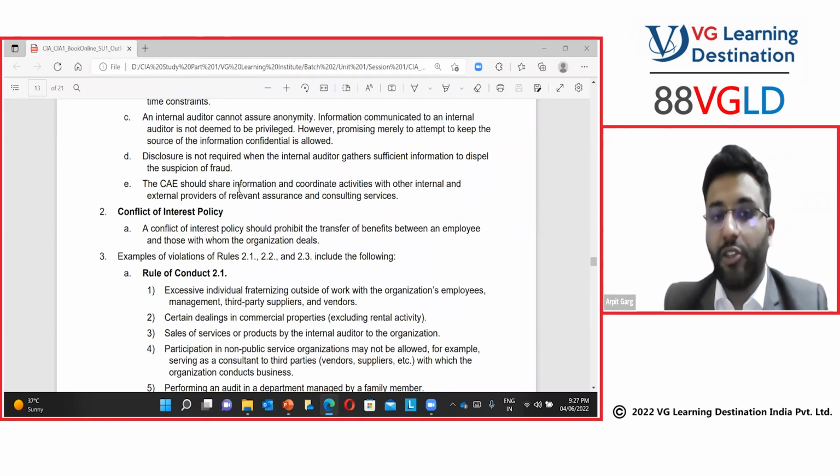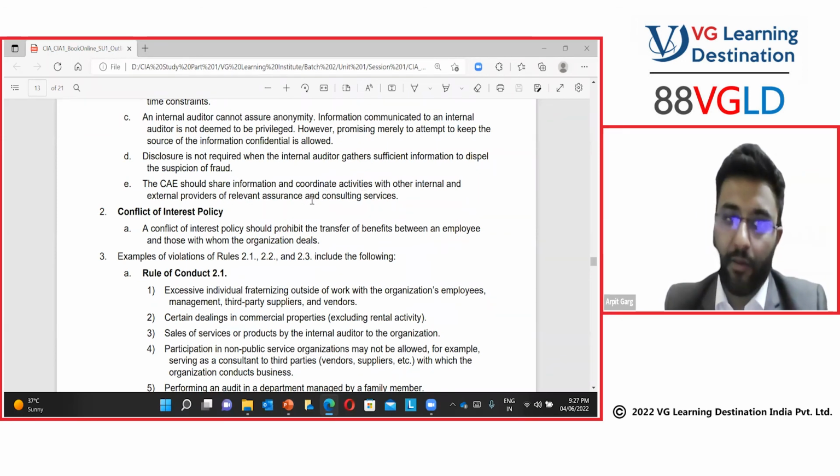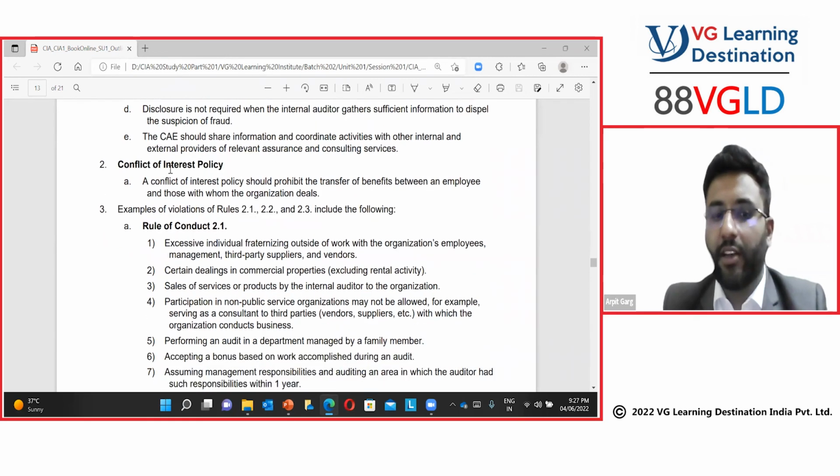Then we have the CAE should share information and coordinate activities with other internal and external providers of relevant assurance and consulting services. After this, we have the conflict of interest policy. We all understand what a conflict of interest is. The policy should prohibit the transfer of benefits between an employee and those with whom the organization deals. Then we have various examples on the violation of rules of conduct, which are 2.1, 2.2, 2.3.